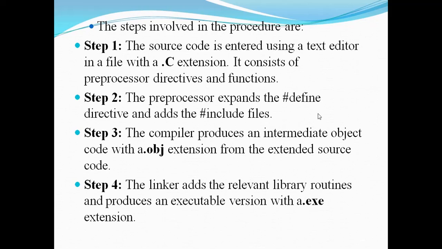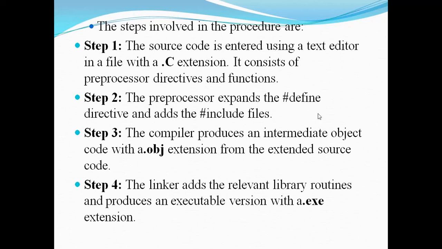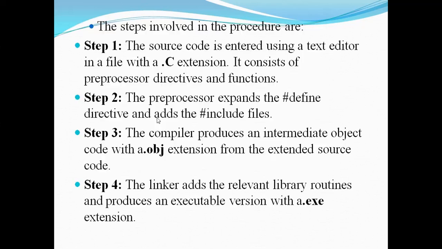Let us see how this process is done. In the first step, the source code is entered using a text editor in a file with a .c extension. Here we create a source file with a .c extension. It consists of preprocessor directives and functions.